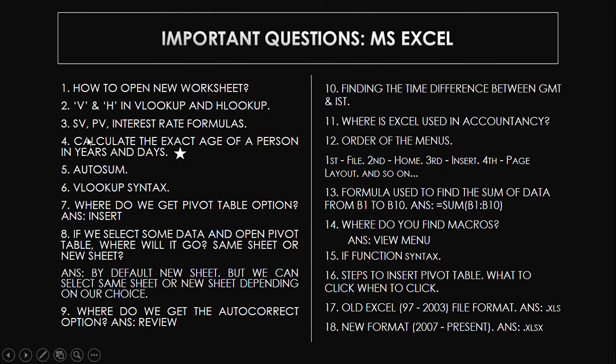Now this again is a very commonly asked question this time. Calculate the exact age of a person in years and days. So basically what they'll do is they'll give you a person's date of birth, and then they will ask you, if this is the date of birth entered in this cell, then what formula should I use in order to find the age of the person in years as well as in days. Okay, so obviously you can just research which formula you will end up using for this, and that will be the answer. That's all. And make sure you know the syntax, the format of the formula carefully.